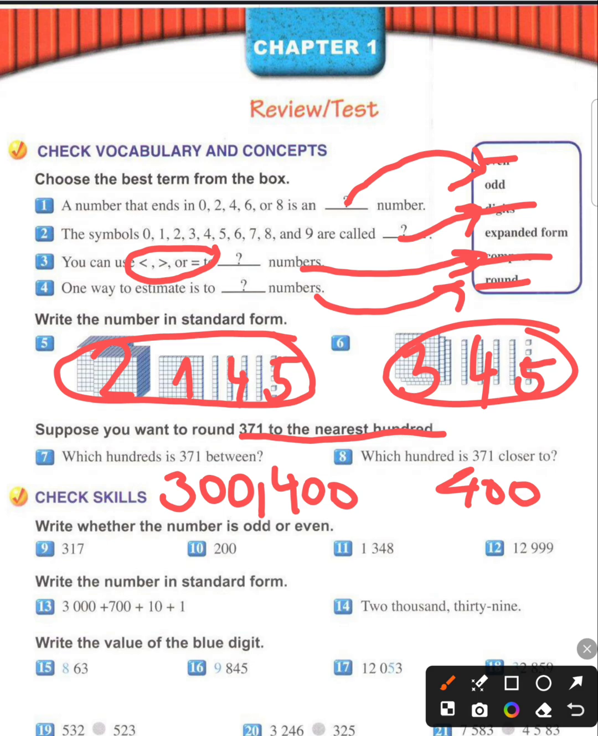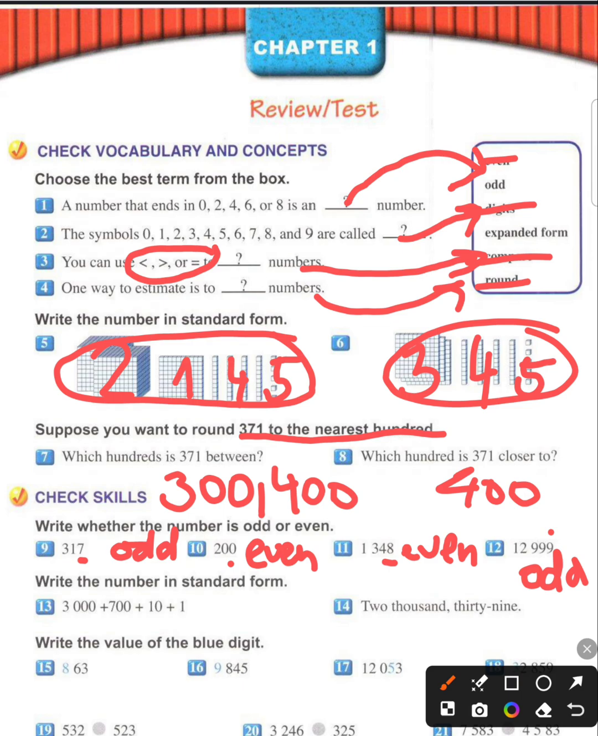Okay, our check skill, right? Whether a number is odd or even. We will try with 317. Is this odd? 200, is this even? 1348 is even. And 12,999 is odd. You must always check the last digit, 7, 0, 8 and 9. And after that you can answer this question.